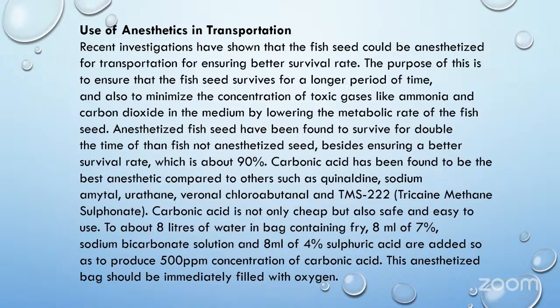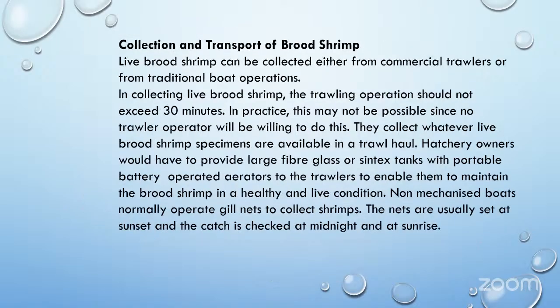Carbonic acid has been found to be the best anesthetic compared to others such as quinaldine, sodium amytal, urethane, veronal, chlorobutanol, and TMS 222. Carbonic acid is not only cheap but also safe and easy to use. To about 8 liters of water in a bag containing fry, 8 ml of 7% sodium carbonate solution and 8 ml of 4% sulfuric acid are added so as to produce 500 ppm concentration of carbonic acid. This anesthetized bag should be immediately filled with oxygen.